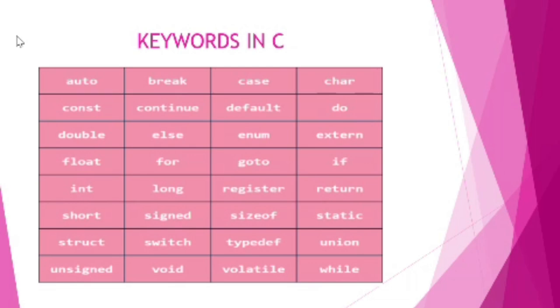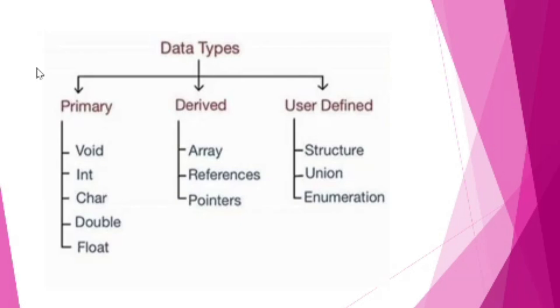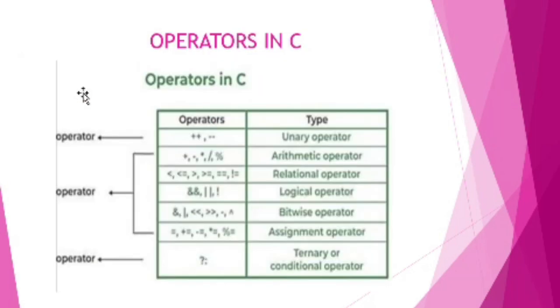Keywords in C language. There are 32 keywords in C language. These keywords have specific meanings and functionalities within the C programming language. Data types. There are three types of data types: primary data type, derived data type, and user-defined data type. Data types are used for declaring the type of variable in C programming language. Operators in C. There are many operators used in C language, that is unary operator, arithmetic operator, relational operator, logical operator, bitwise operator, assignment operator, and lastly the ternary or conditional operator. Operators play a fundamental role in programming languages, enabling data manipulation.